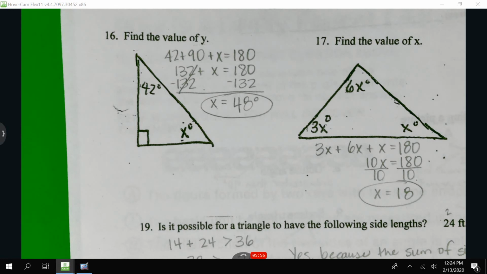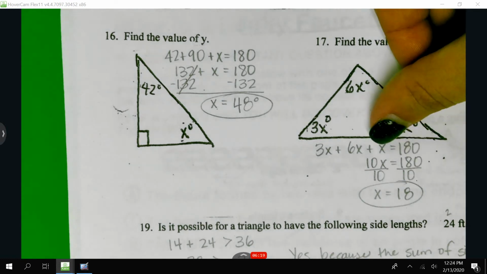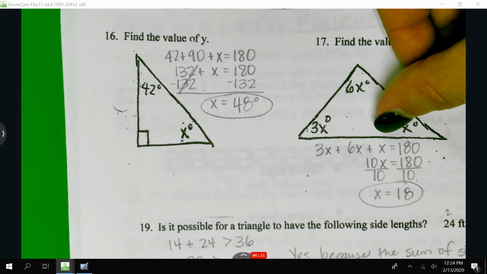Baron. For 17, I got 171. Well, where does your work look different than mine? I don't know what you did. Did you add them all up and set them equal to 180? You did 10x equals 180? I put 9 instead of 10. So that x right there is a 1x. So you have to add it too.